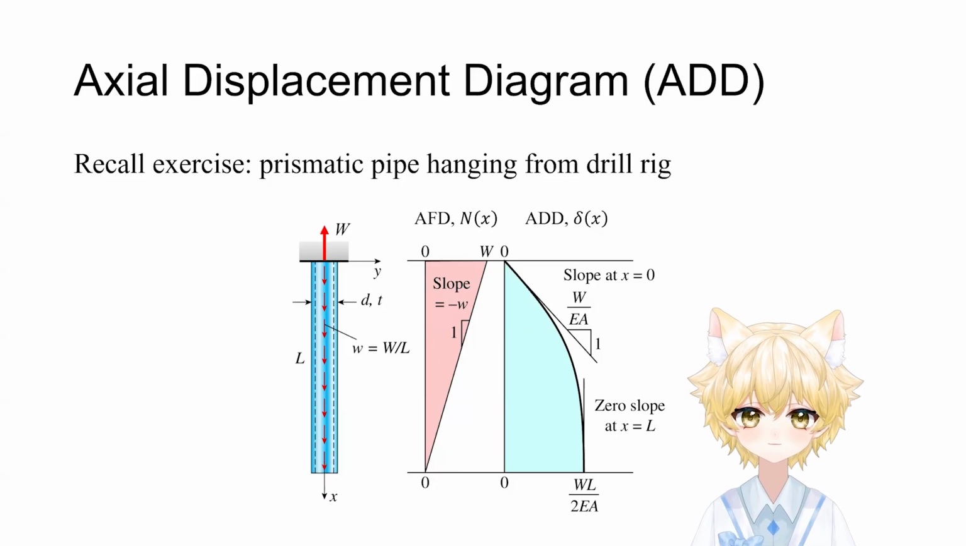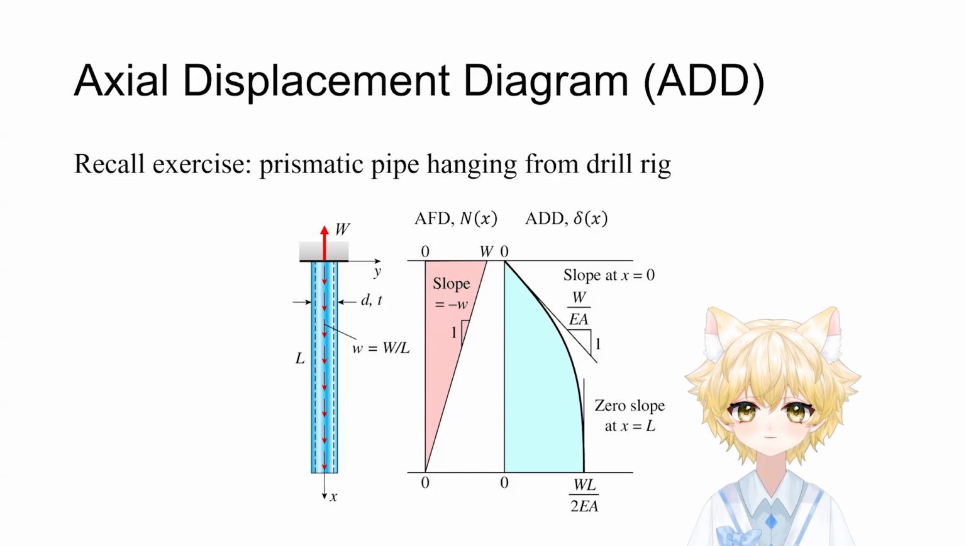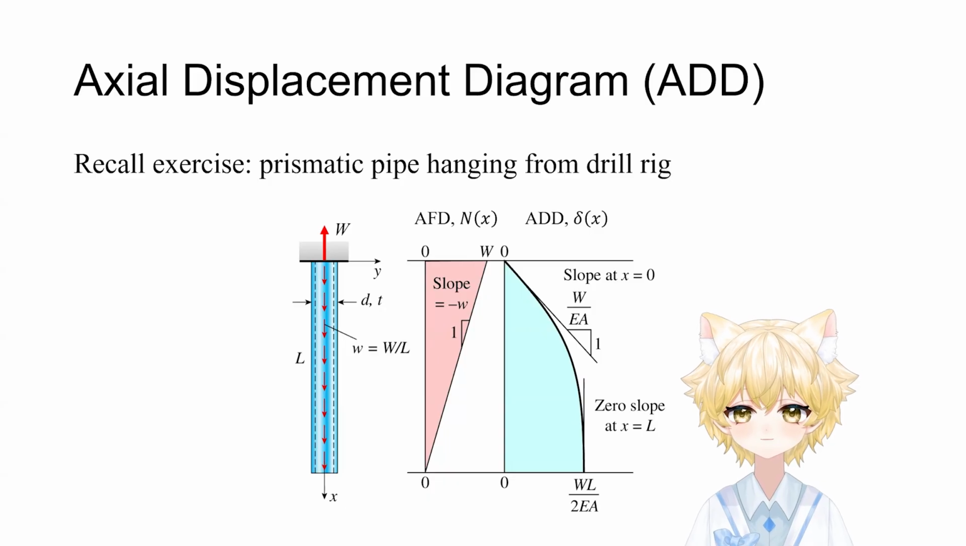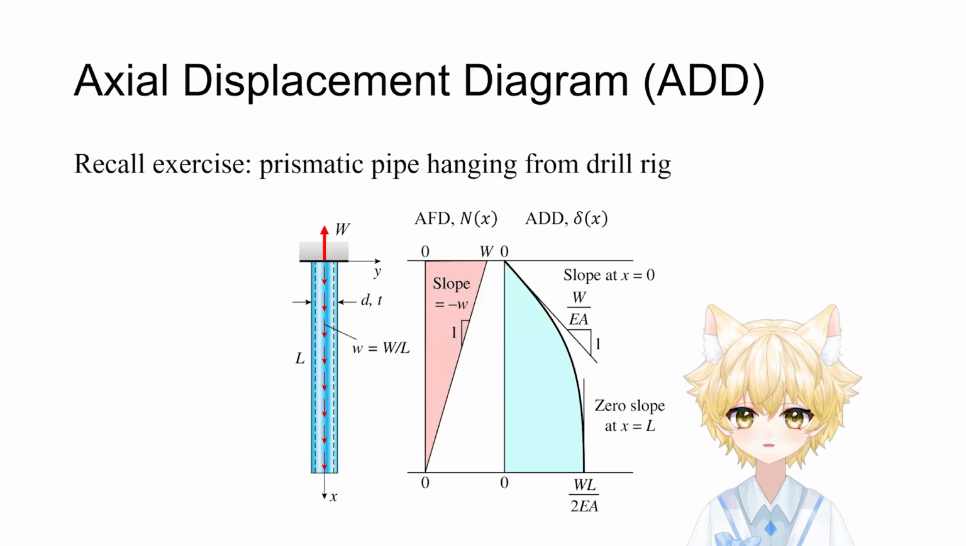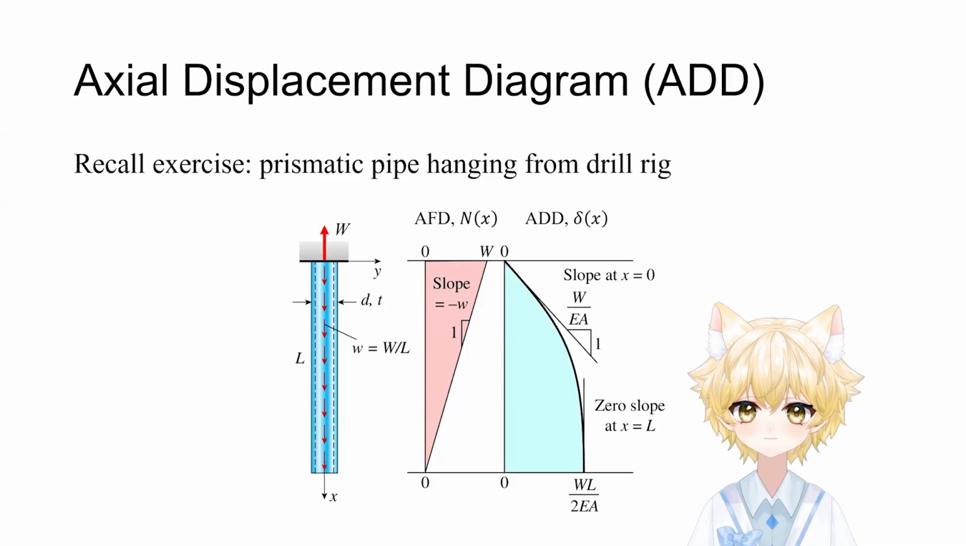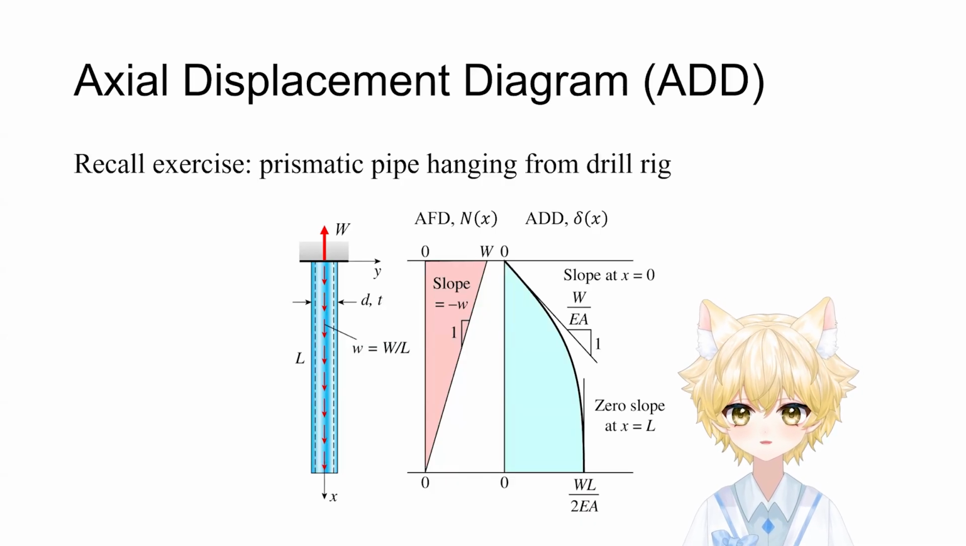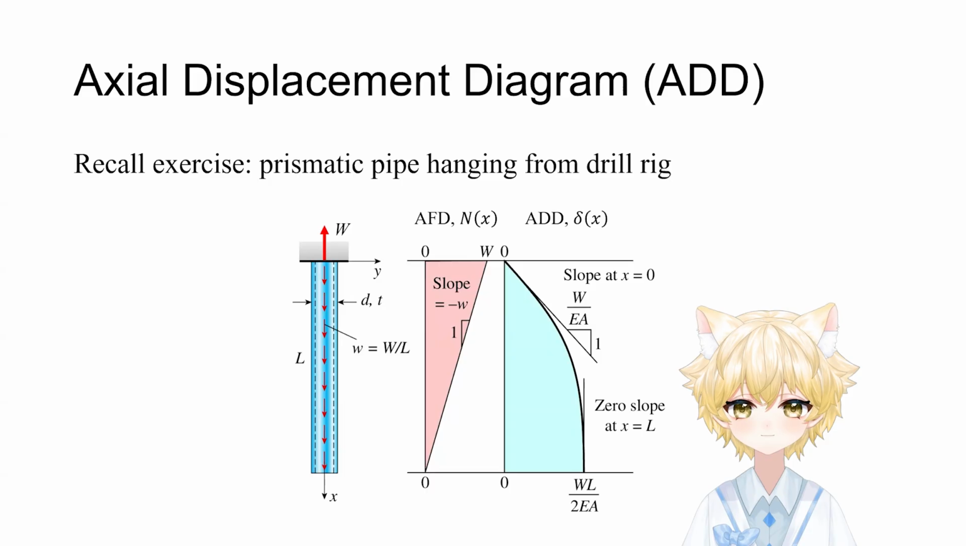Why is it curved? Look at the slope, right? At the top, the slope is steep. That's because the stress is high, so the material is stretching rapidly. At the bottom, the curve flattens out to a zero slope. That's because the stress there is zero, so there is no local stretching happening. This diagram is the complete fingerprint of how the structure deforms.